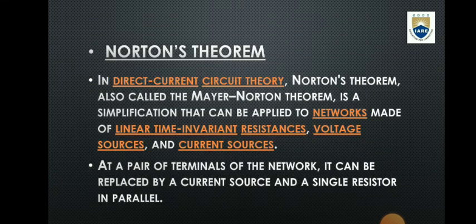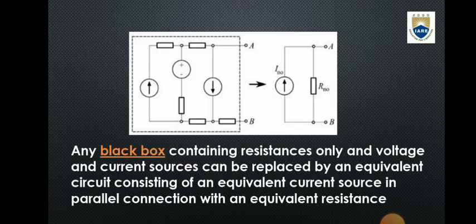Now next, Norton's theorem. In direct current DC circuit theory, Norton's theorem, also called the Mayer-Norton theorem, is a simplification that can be applied to networks made of linear time-invariant resistances, voltage sources and current sources. At a pair of terminals of the network, it can be replaced by a current source and a single resistor in parallel. This is the circuit diagram.